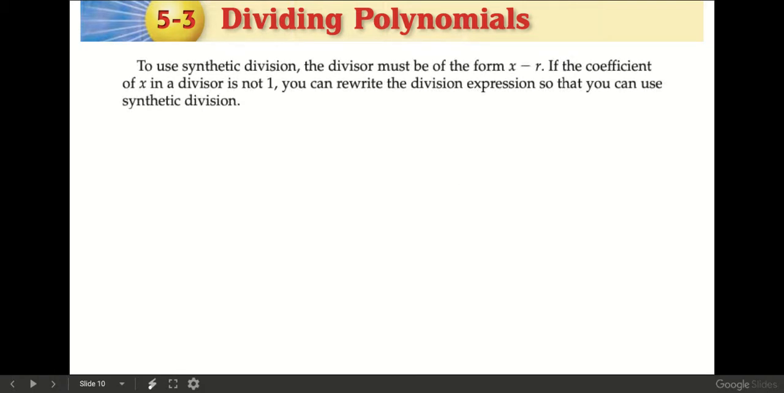Let's look at one last problem. If you want to use synthetic division, the divisor must be in the form of x minus r, right? If the coefficient of x in the divisor is not 1, you can rewrite the division expression so that you can use synthetic division.